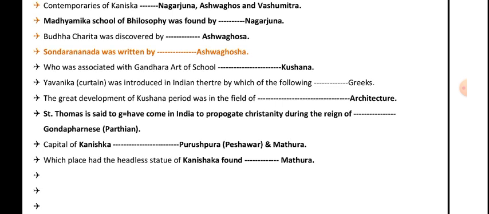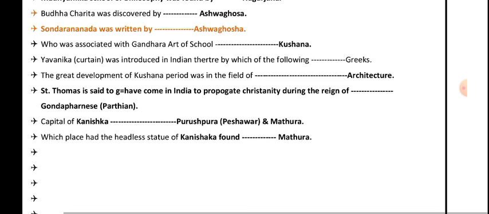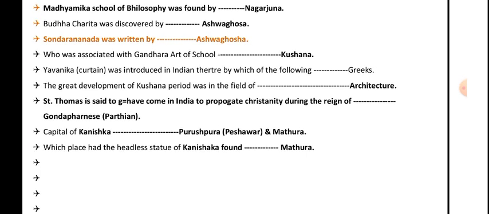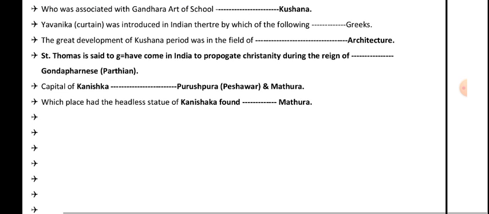Contemporaries of Kanishka: Nagarjuna, Ashwaghosha, Vasumitra. Madhyamika school of philosophy was founded by Nagarjuna. माध्यमिका. प्राथमिक माध्यमिक विद्यालय में जाता था नागार्जुन. Buddha Charita was written by Ashwaghosha. Sundarananda was written by Ashwaghosha, who was associated with the Gandhara school of art.